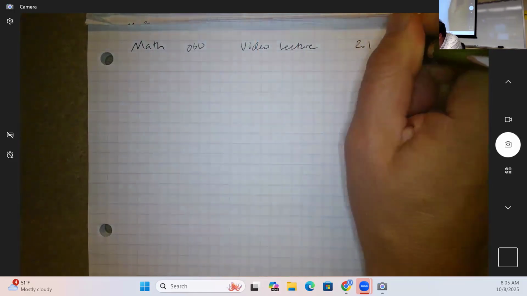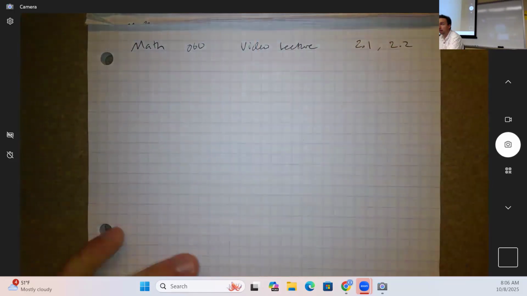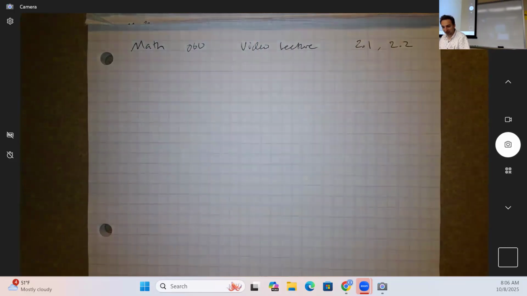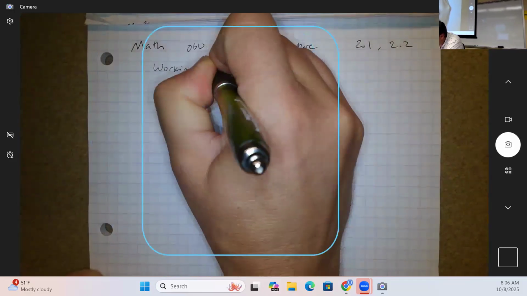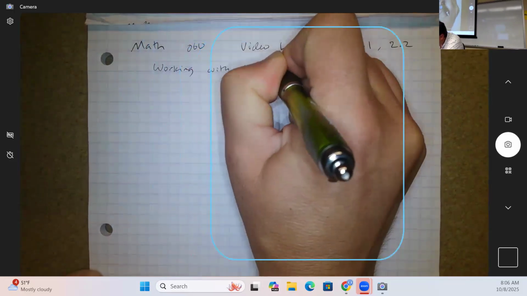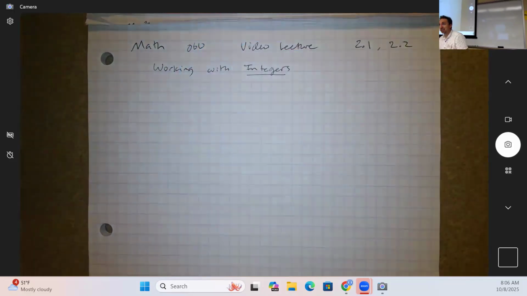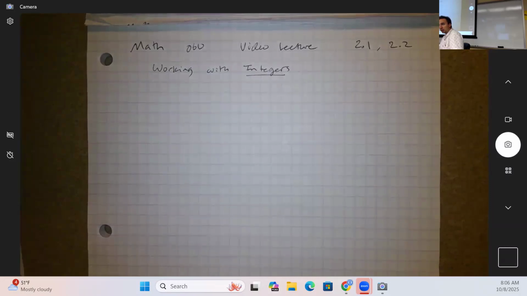We're going to be talking today about sections 2.1 and 2.2. And these sections are both about working with integers, which I have mentioned, and we've actually done some work with integers already in various ways. So it's going to be a partial review from earlier in the class, but also going a little deeper on certain things as well.